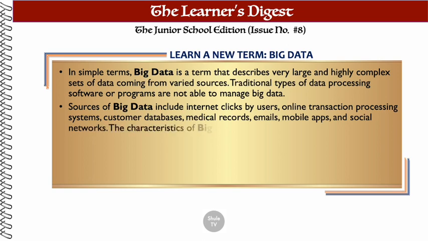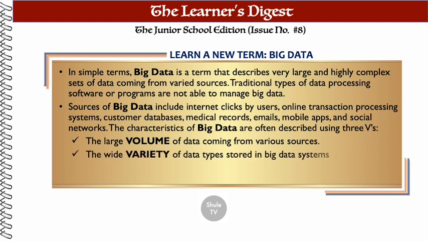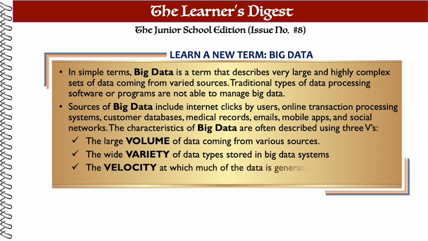The characteristics of big data are often described using 3 V's. 1. The large volume of data that comes from various sources. 2. The wide variety of data types that are stored in big data systems. And 3. The velocity at which much of the data is generated, collected, and processed.